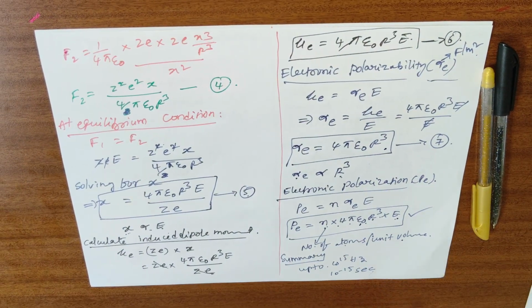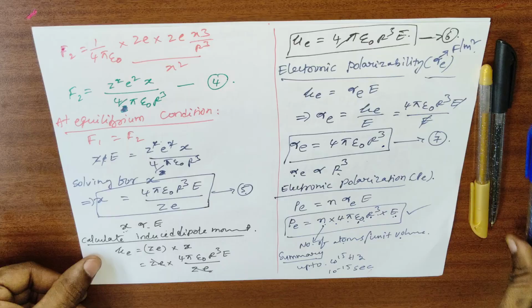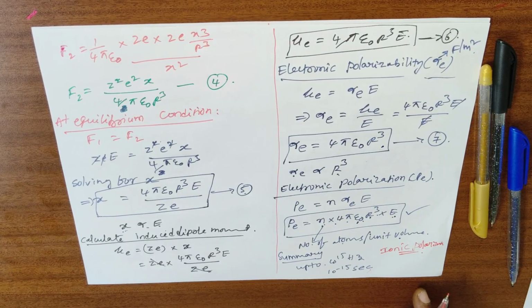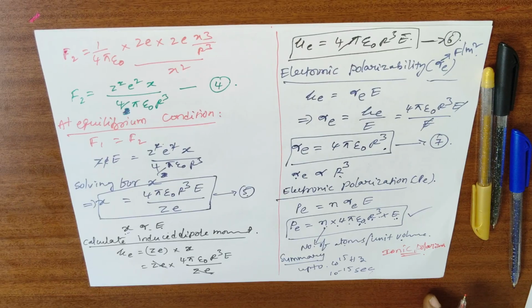In the next video, we will discuss ionic polarizability, which occurs in ionic crystals like sodium chloride. So we will see in the next class.